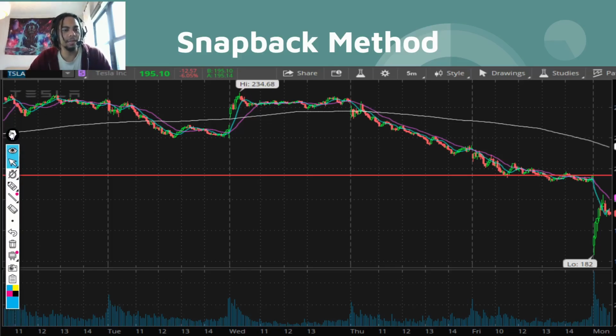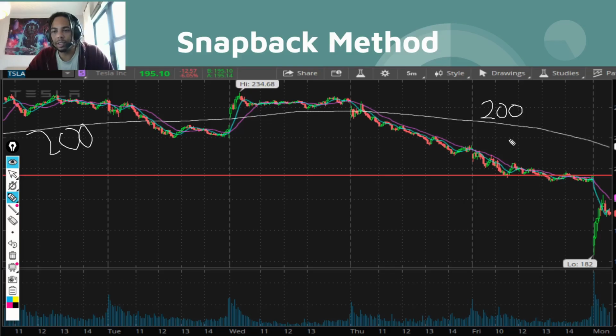But first off, class is in session: the snapback method. So this is basically what that means. Look at this chart. This is the 200 moving average. The purple is the 20 moving average. Notice how this is all last week. This is a 5-minute chart, but you're seeing all the way back to Monday of last week.